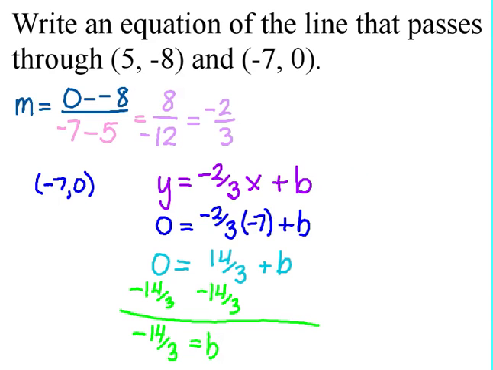So my final equation, remember I'm going to go to that purple one that I started with, and I'm just going to plug b in. Negative 2/3 x, and then what? Nice job, plus negative 14/3. There you go. Questions? These are the two types of problems you're going to have today.